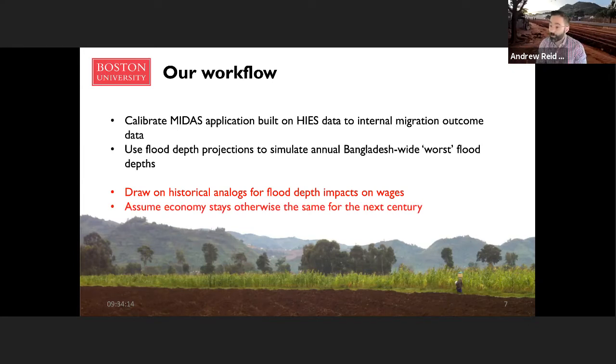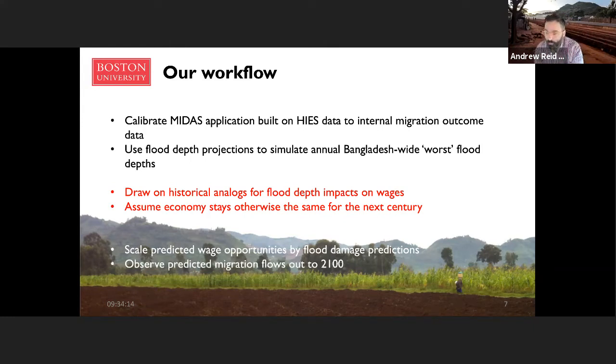But it's the best that we have. And we make an assumption, because we don't know any better, that the economy will stay the same moving out in the coming decades as it has over the few waves of data that we have from the HIES. And so we use our sort of transfer function to scale those wage opportunities based on changes in flooding. And then we look at what that implies moving all the way out into 2100.